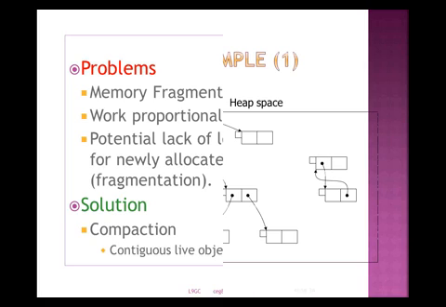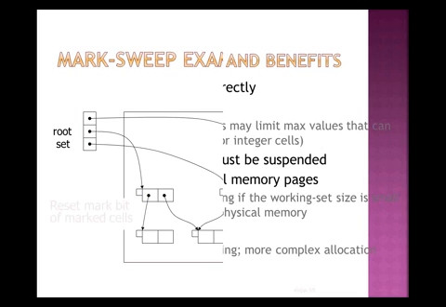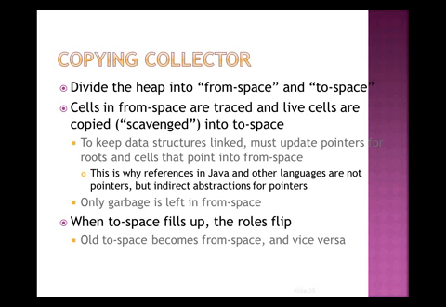Now what are the problems and solutions that we have studied while using the mark and sweep algorithm? This is the example that we have studied. This is the free unmarked cell that is destroyed using the mark sweep algorithm. Now what are the costs and what are the benefits of mark sweep? These are the costs and the benefits that we have studied.